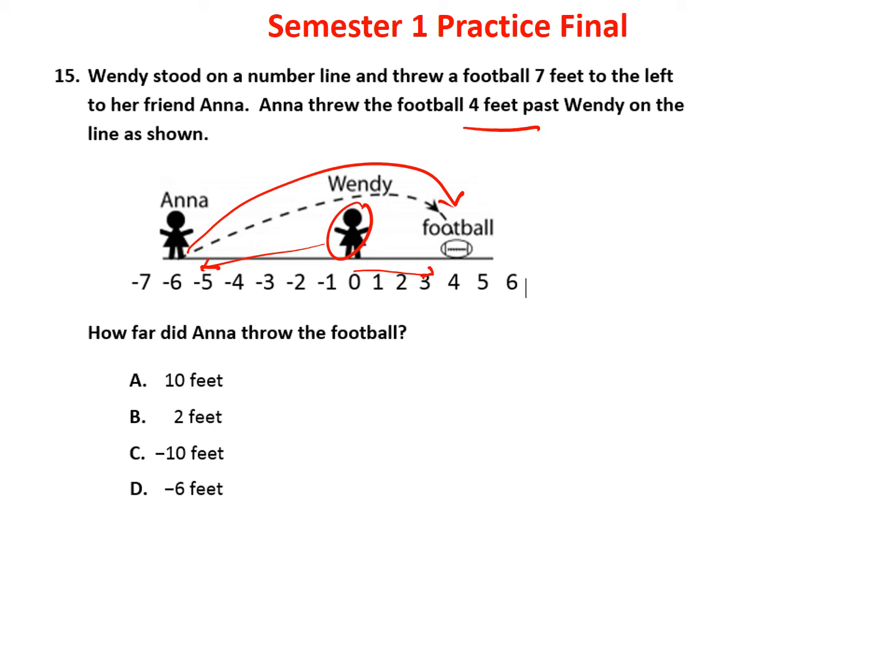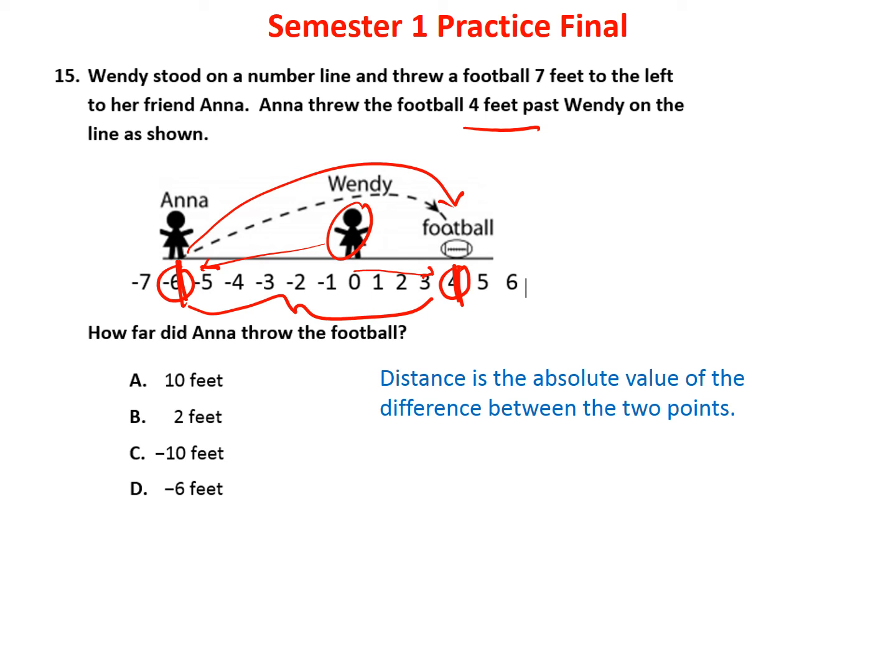Well, obviously Anna threw the ball from here to here, okay? From -6 to +4 on the line. The question is, how far is that? How far is it from here to here? Well, to find distance, distance is the absolute value of the difference between 2 points.